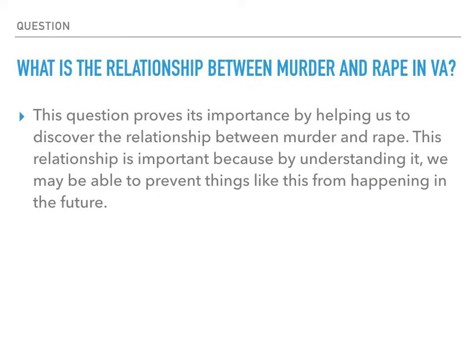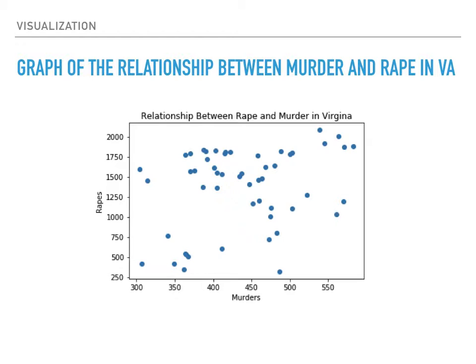So for my question, I wanted to know what the relationship was between murder and rape in Virginia. This question is important because by understanding whether or not there is a relationship between these two crimes, we will be able to better inform ourselves in regards to prevention of these crimes in the future. In order to answer this question, I created a visualization. Here we see that the dots representing these crimes seem to be all over the place and generally just not uniform. So from this, we can see that there is no true relationship between rape and murder in Virginia.